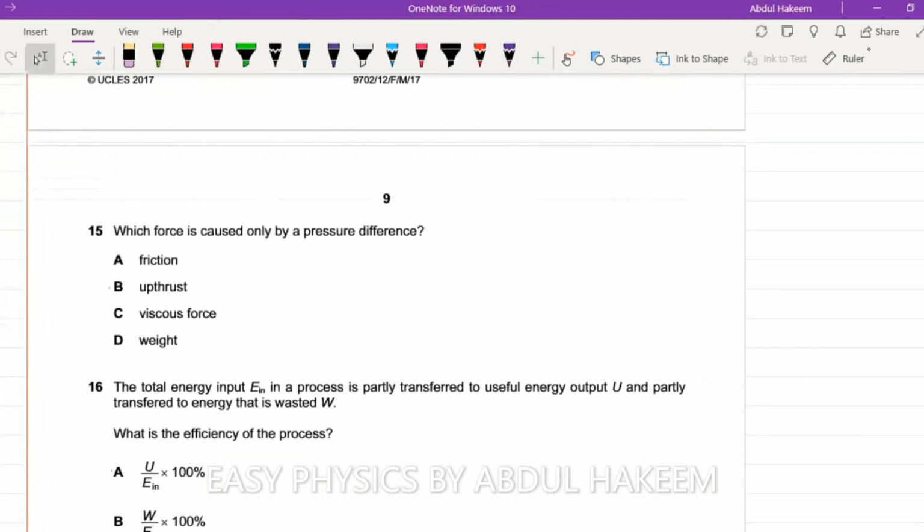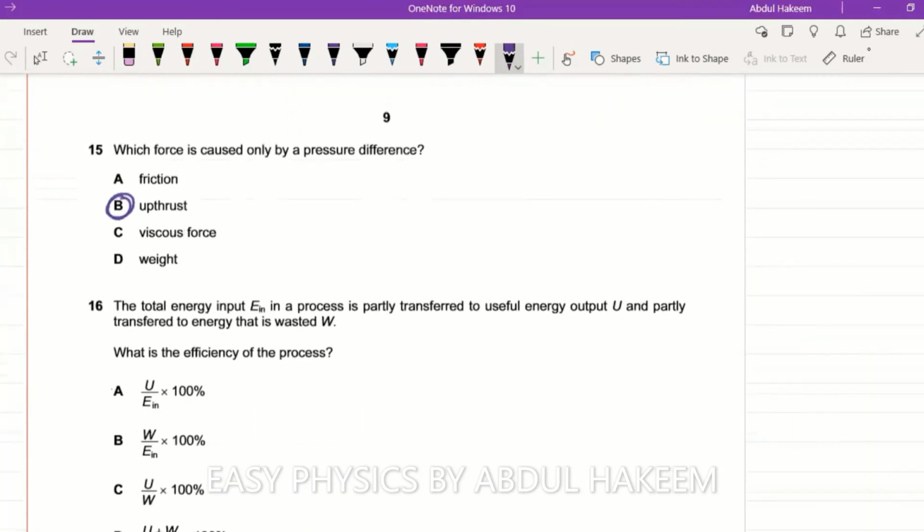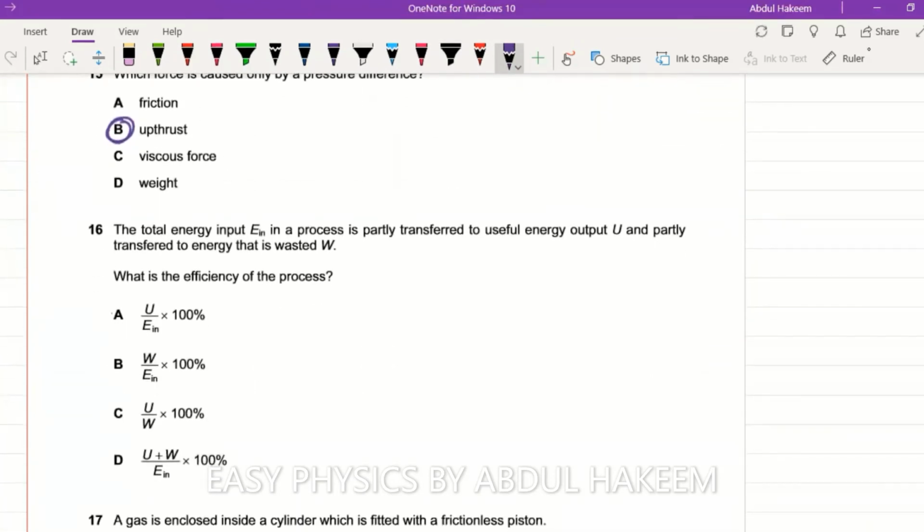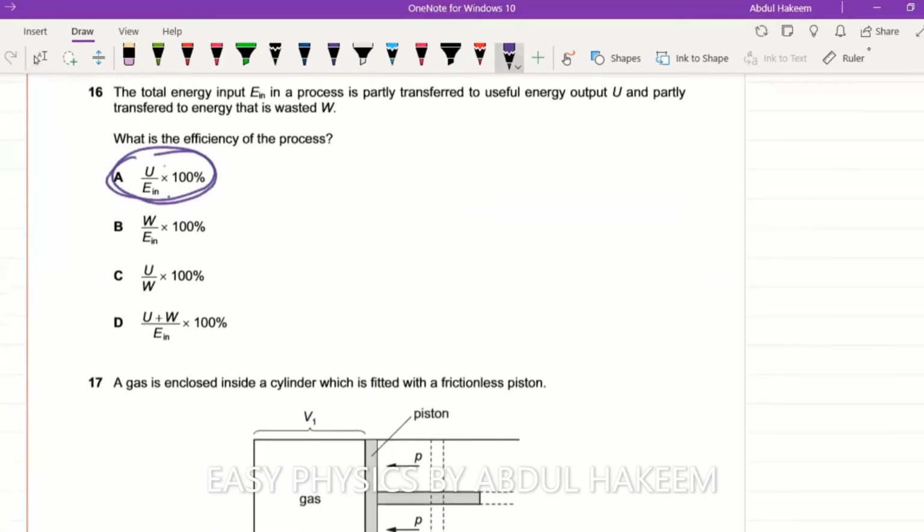Next, which force is caused only by the pressure difference? So upthrust. The force experienced by the object due to pressure difference is called upthrust. And then the total energy input En in the process is partially transferred to the useful energy U, and partially transferred to energy that is wasted. What is efficiency? Definitely output energy over input energy multiplied by 100. So A is the answer. Output energy U divided by input, times 100.